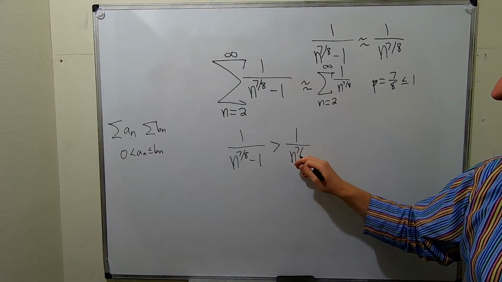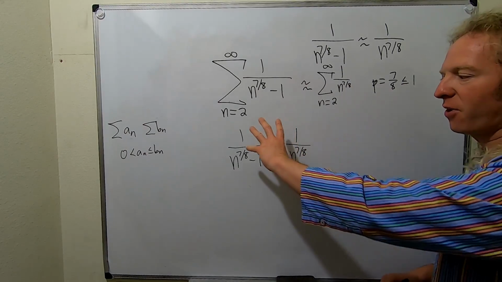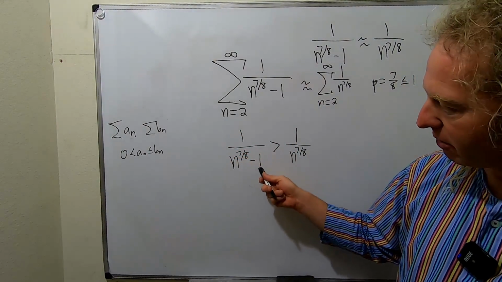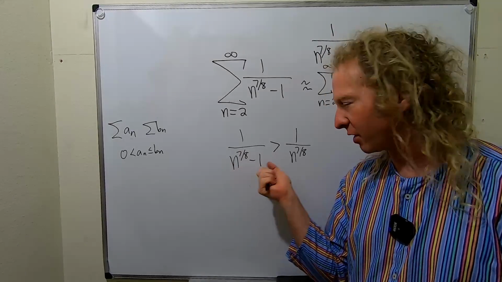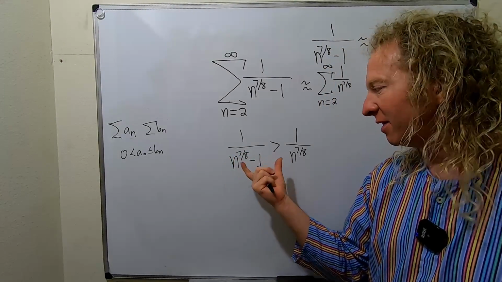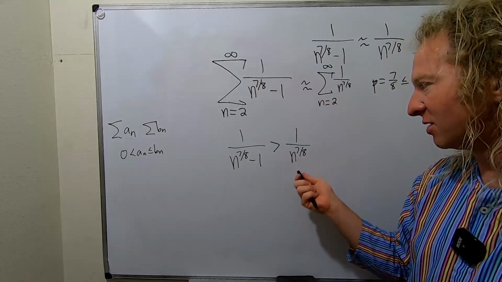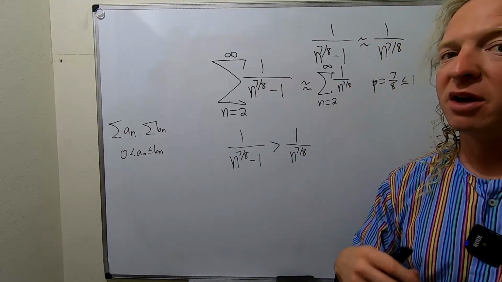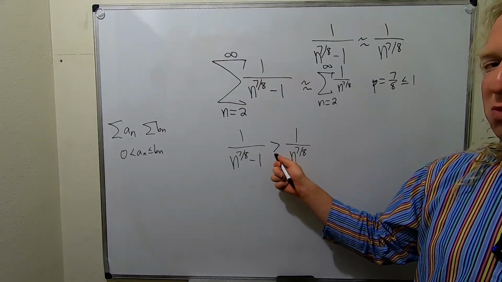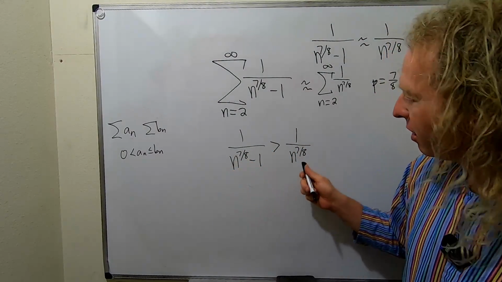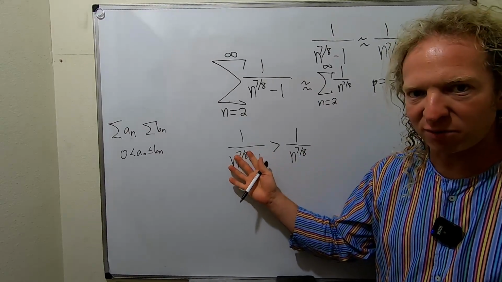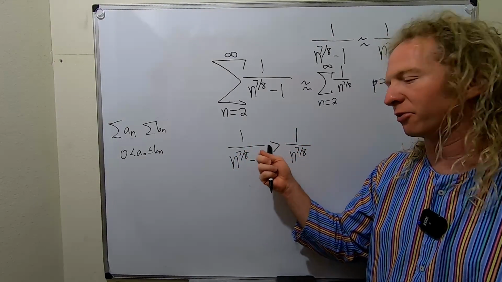And let's just double check that. This fraction is bigger than this one because this number here on the bottom is smaller than this number, right? This is n to the 7/8 minus 1. That is smaller than n to the 7/8. That makes this fraction bigger. You can look at it backwards. This fraction is smaller than this fraction because this number here, n to the 7/8, is bigger than this number, which makes this fraction smaller than this one.